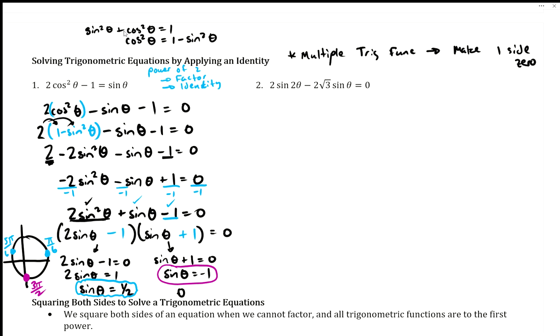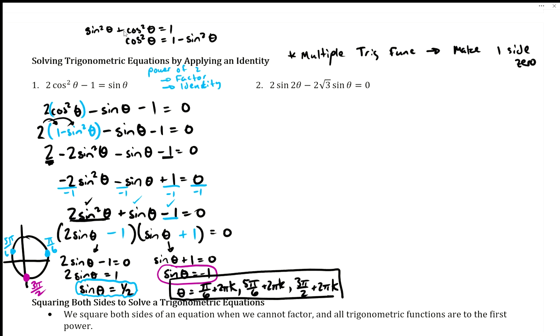All right, so I'm going to squeeze that official final answer in right here. We have pi 6th plus 2 pi k, 5 pi 6th plus 2 pi k, and 3 pi halves plus 2 pi k. Okay, there we go. All right, and like always with any equation, we can double check.